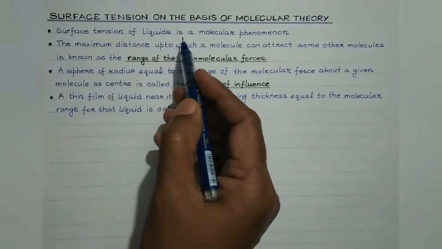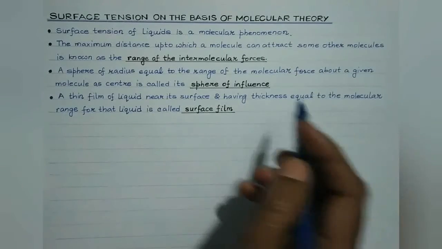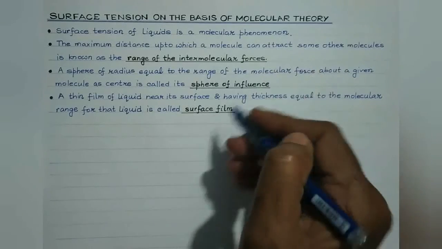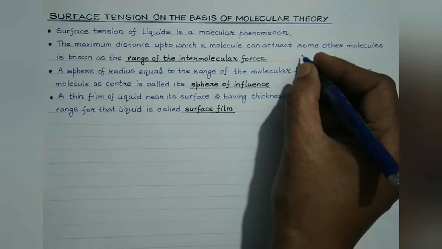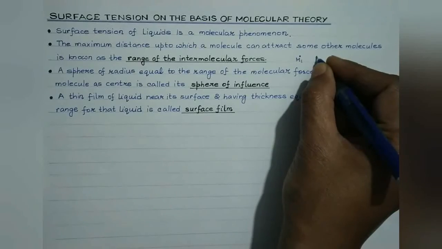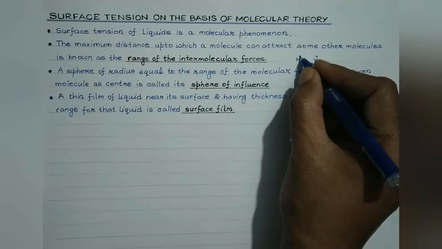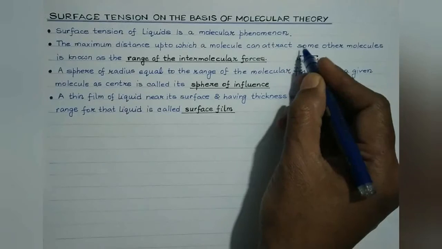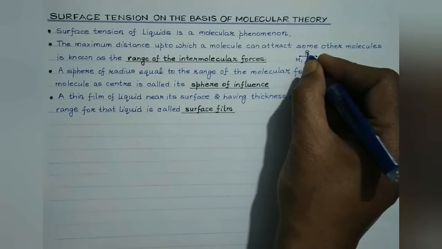Surface tension of liquids is actually a molecular phenomenon, and the maximum distance up to which a molecule can attract some other molecules is known as the range of the intermolecular force. Suppose this is molecule M1 and this is another molecule M2 near its vicinity. The maximum distance up to which a molecule can attract some other molecules is known as the range. It may be represented by R.